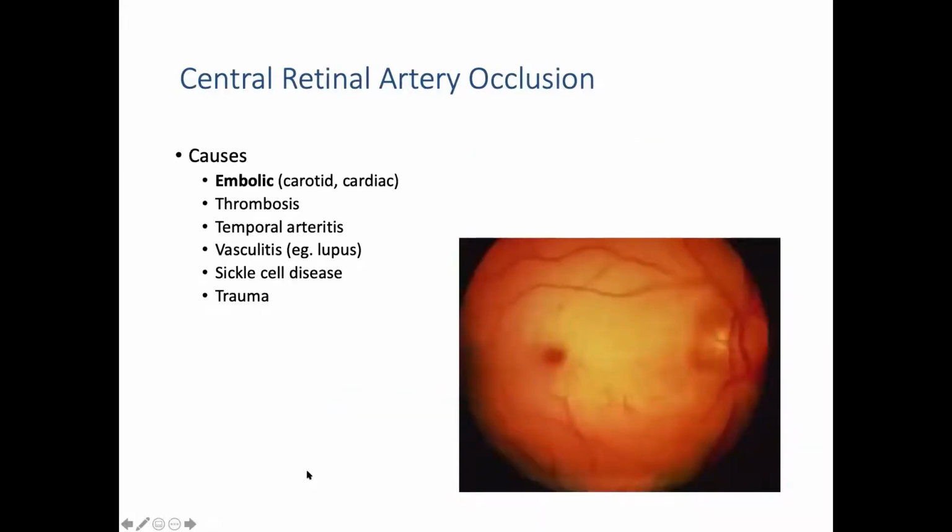Right, so causes: embolic is the number one cause. As I think Mark was saying, there's also temporal arteritis, vasculitis, sickle cell, and trauma can cause this, and thrombosis is a cause. Treatment, anyone?